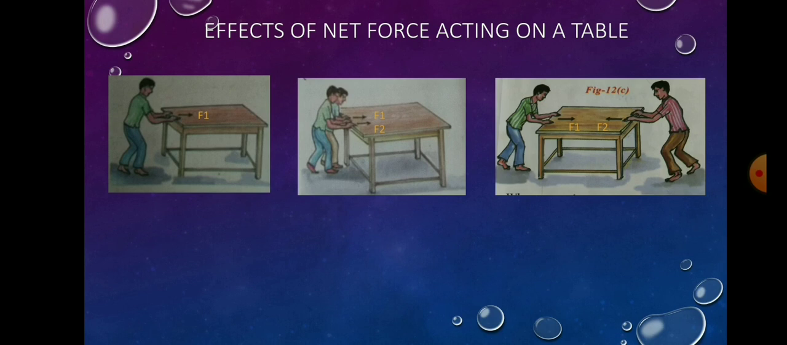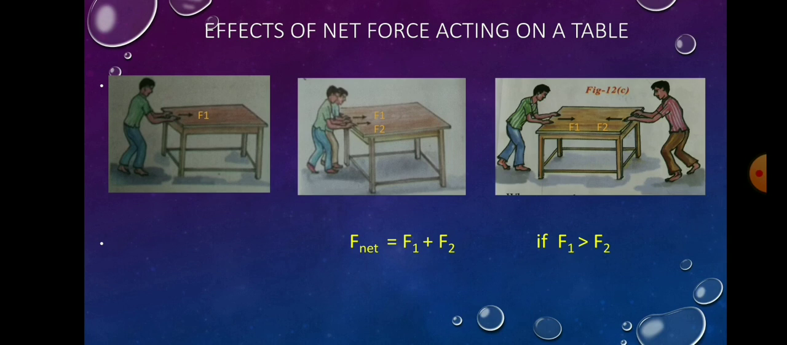All forces have both magnitude and direction. While adding forces, the direction of forces has to be taken into account. When forces act on a body along a straight line in the same direction, the net force is taken as the sum of all forces acting on the body. Here, F1 and F2 are acting on the table in the same direction, so the net force is equal to F1 plus F2. So see children, in the second case, the total force or net force is equal to F1 plus F2.